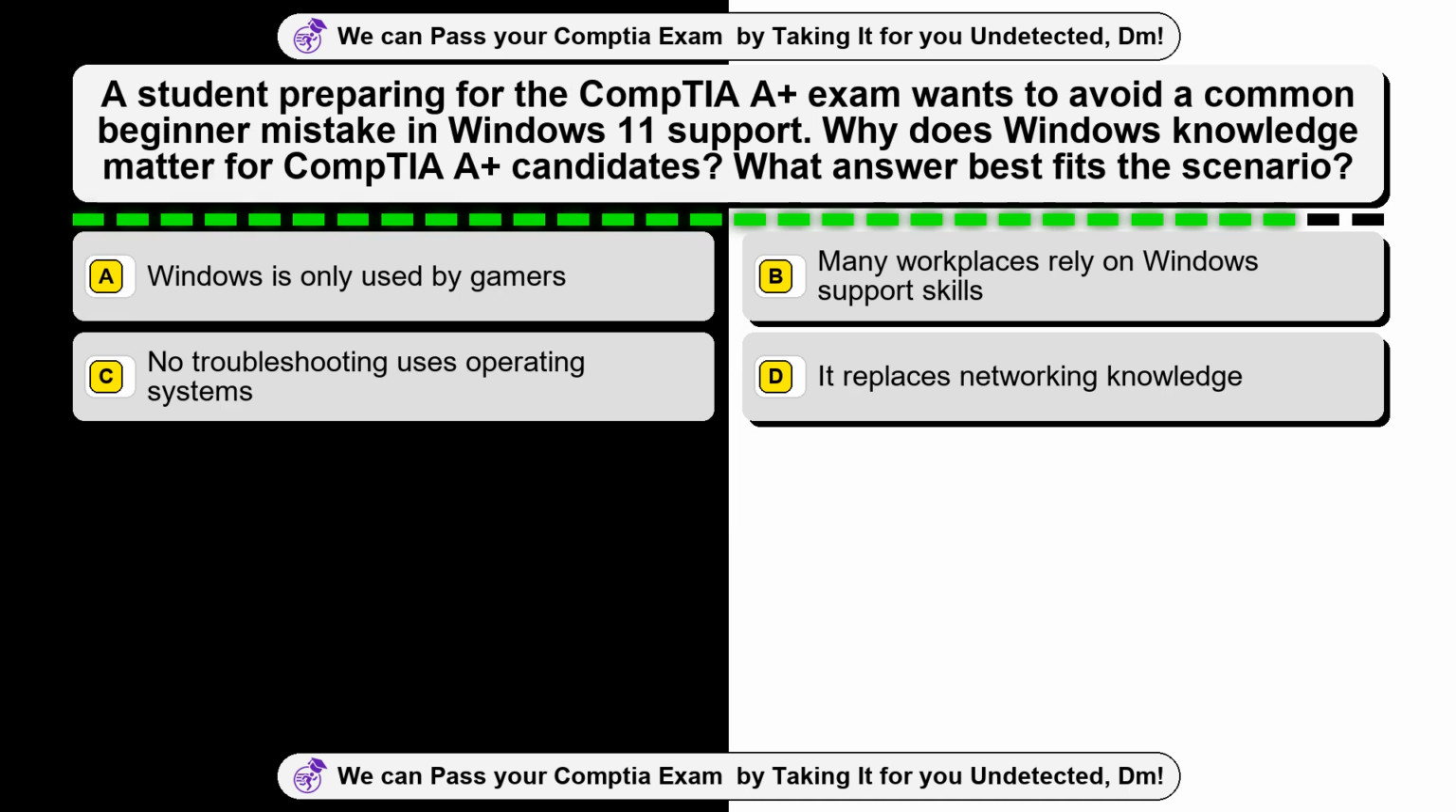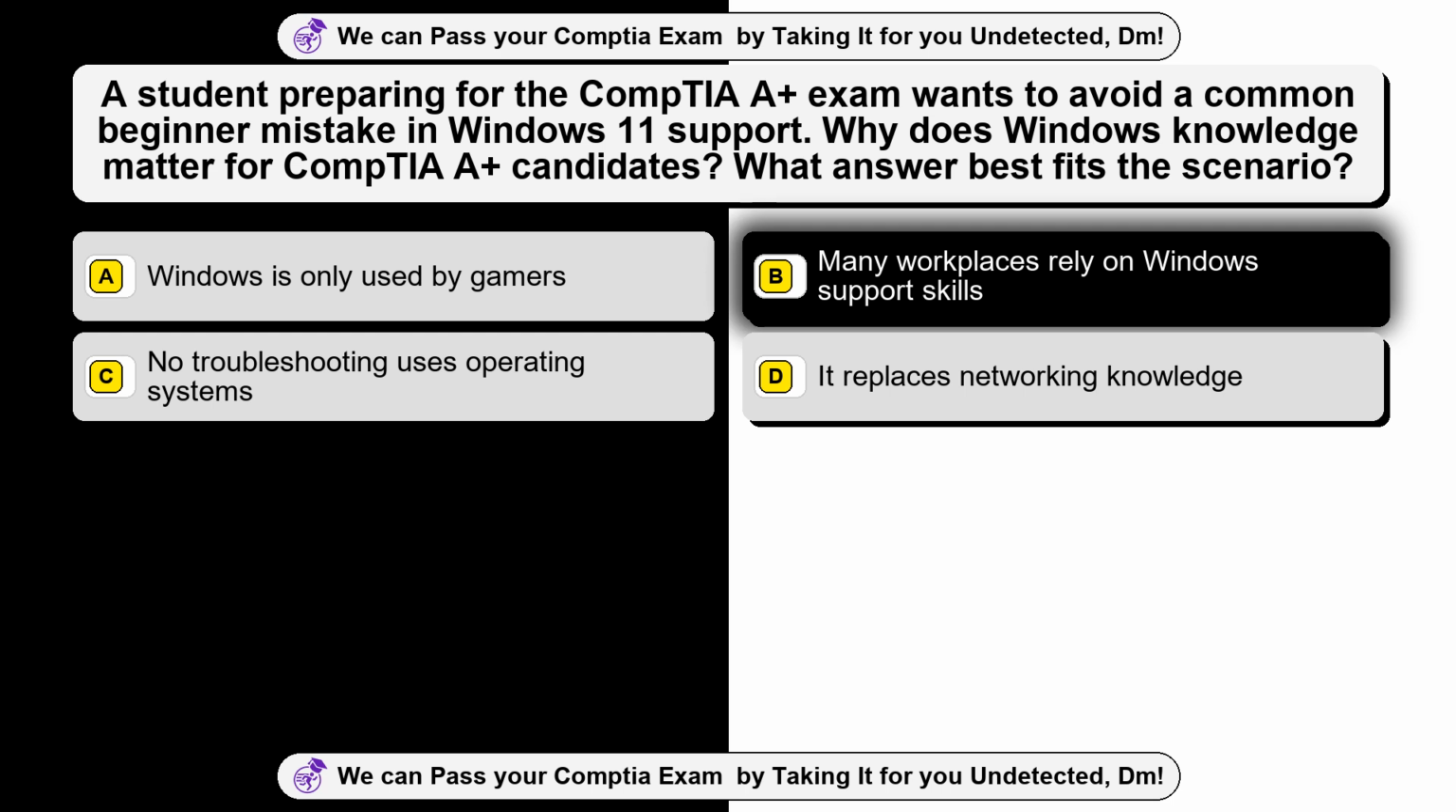Question 25. A student preparing for the CompTIA A+ exam wants to avoid a common beginner mistake in Windows 11 support. Why does Windows knowledge matter for CompTIA A+ candidates? What answer best fits the scenario? Option A, Windows is only used by gamers. Option B, many workplaces rely on Windows support skills. Option C, no troubleshooting uses operating systems. Option D, it replaces networking knowledge. The correct answer is option B, many workplaces rely on Windows support skills.